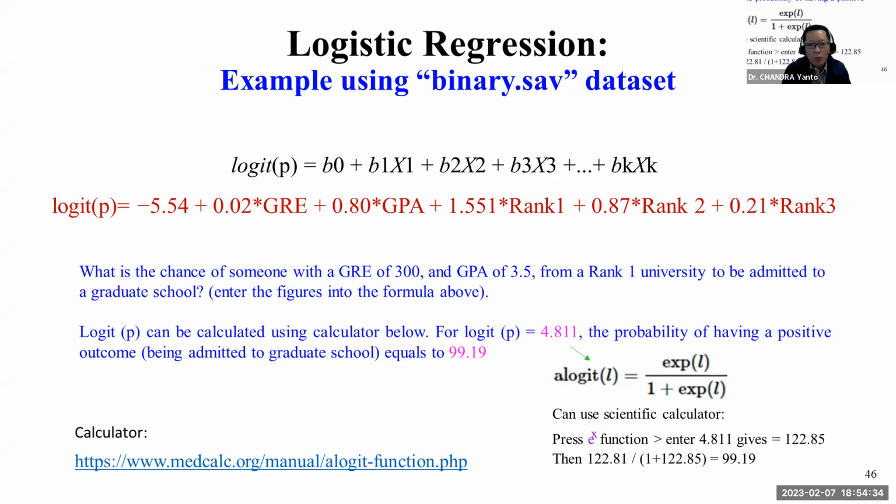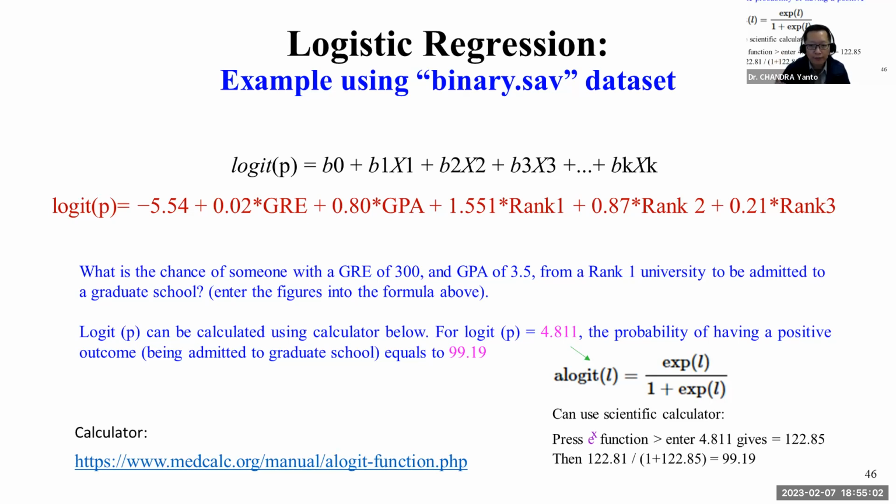So the question is, what is the probability of having a positive outcome of being admitted to graduate school with that value of logit equals 4.811? You can enter an equation, or you can use the scientific calculator, exponentiated of x. You can use your scientific calculator, or you can use the calculator in the link below. When you enter 4.881, it gives you a value of 122.85.